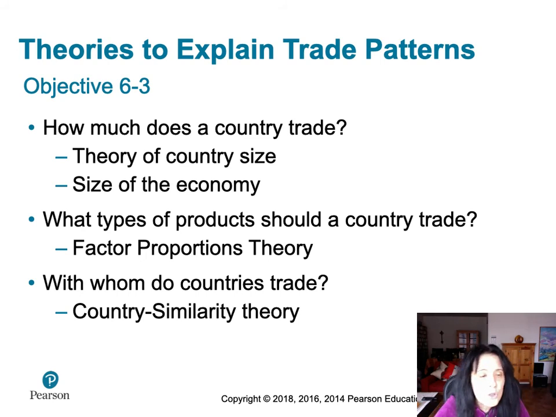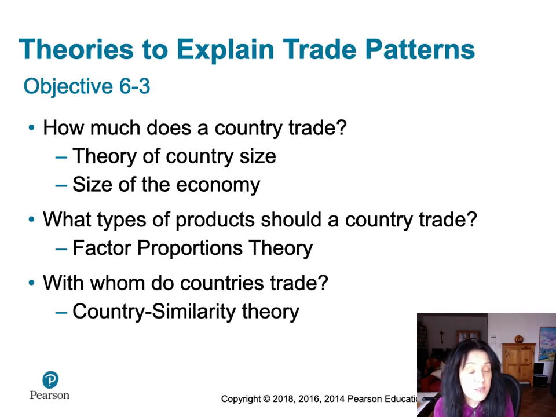Okay? So the second question here, we're dealing with is what types of products should a country trade? So we will be looking at the factor proportions theory, right? According to the factor proportions theory, countries have their best trade advantage when depending on their relatively abundant production factors. So we're looking at the abundance of resources.